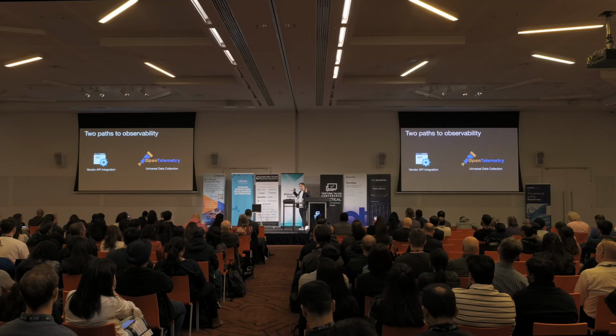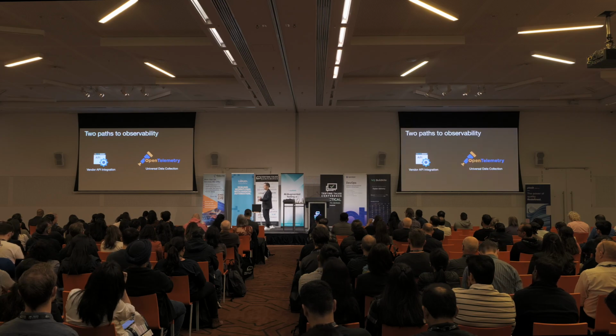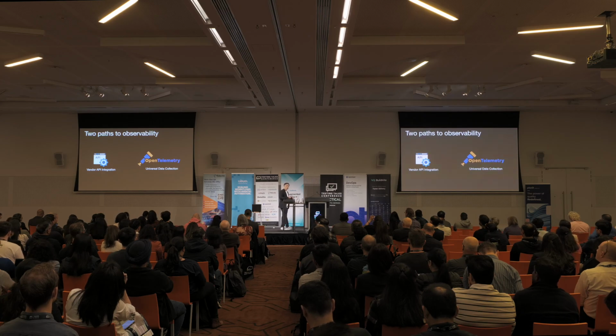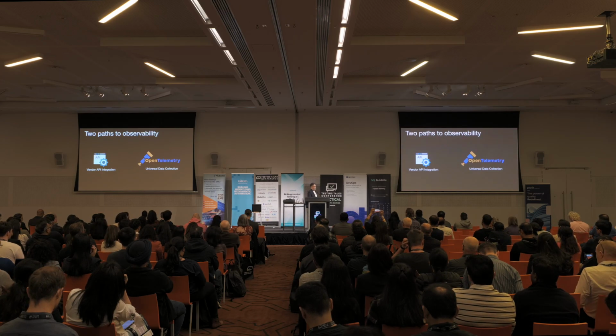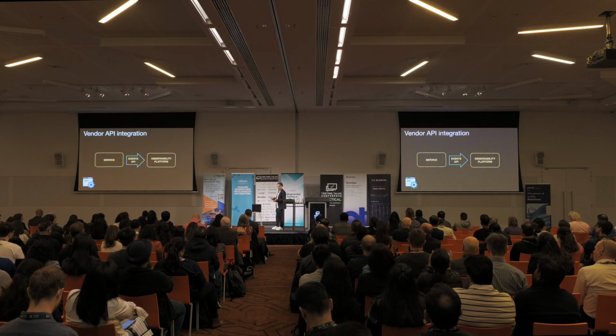You just add your data in your scripts or your tests, send it over with the API, and boom, that's it, instantly connected with your observability platform. And the second way is using OpenTelemetry. OpenTelemetry is the universal language for observability. It's an open source project, and it's fast and portable. So let's take a quick look at how you would do it with your vendor API integration.